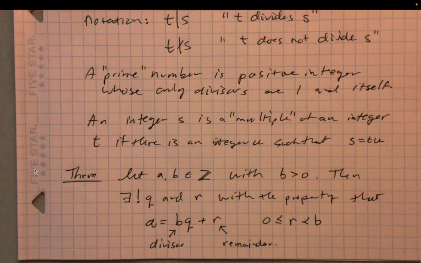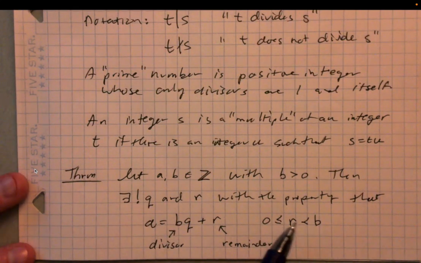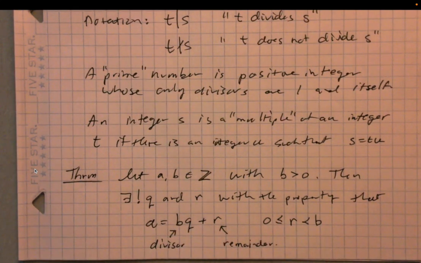Now, if r is equal to 0, then this is just a equals bq, and we say that b divides a in the case where r is equal to 0. Now, where r is greater than 0, we say that b does not divide a. There's some remainder. Okay? So this is stuff we've seen before. I'm sure you've seen this before.